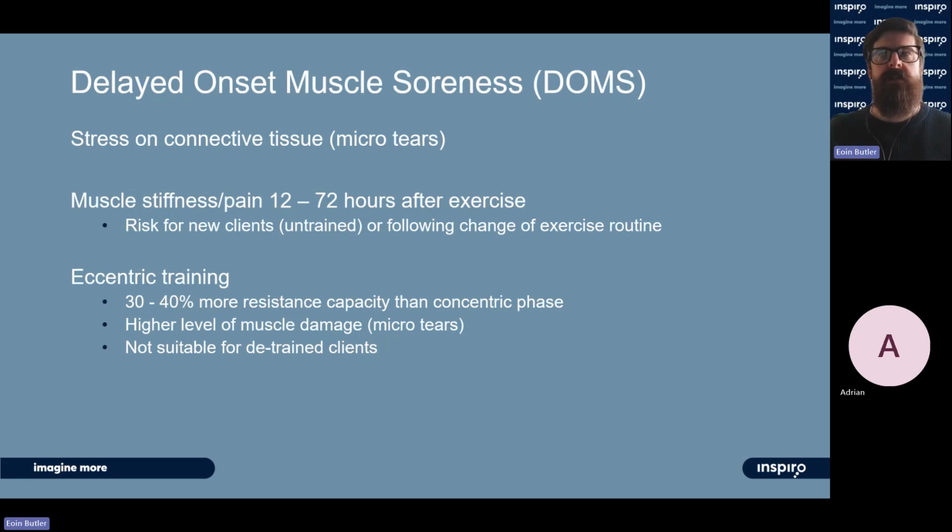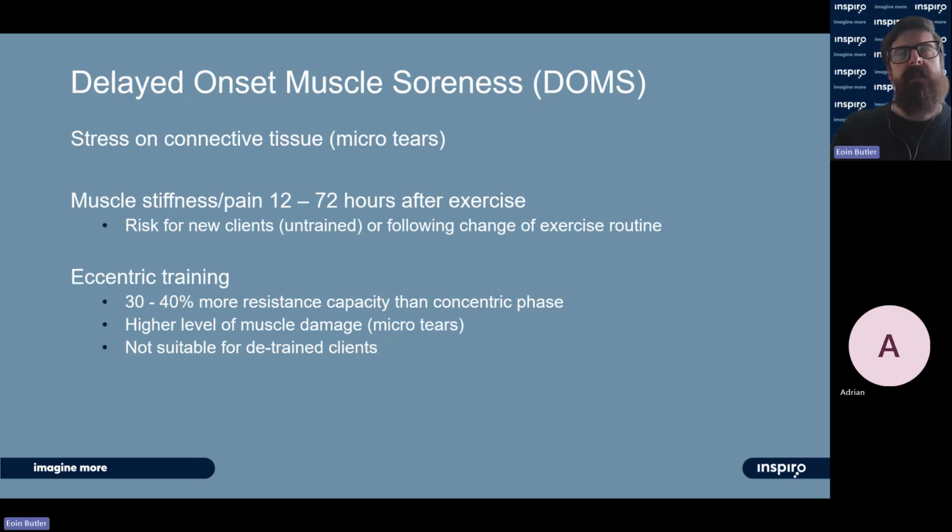So the eccentric phase is stronger than the concentric phase. If we work eccentric training, where somebody helps us lift the weight up to the top, and then we slowly lower down through the eccentric phase, we're going to get a higher level of muscle damage. So we're going to get more micro tears. So we are going to experience DOMS, but it is going to help to increase strength more. You're going to see a benefit of strength by doing eccentric training. However, it's not suitable for detrained or beginner clients.